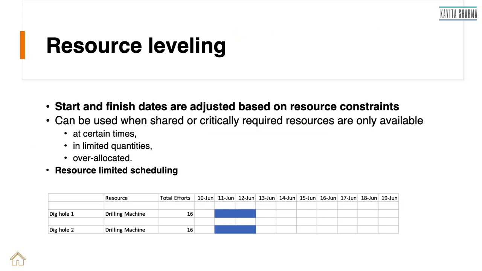So the first one, resource leveling, a very simple example. I'm working on a construction project, and I have to dig a hole which requires a drilling machine. This hole number one is going to take 16 hours. Another hole needs to be dug, again 16 hours, similar type. What I did was allocate the activities in parallel for the drilling machine. Now when I checked with the supplier, they said I have only one drilling machine, and it is not available from your planned date. So what do I need to do now to make this schedule realistic?